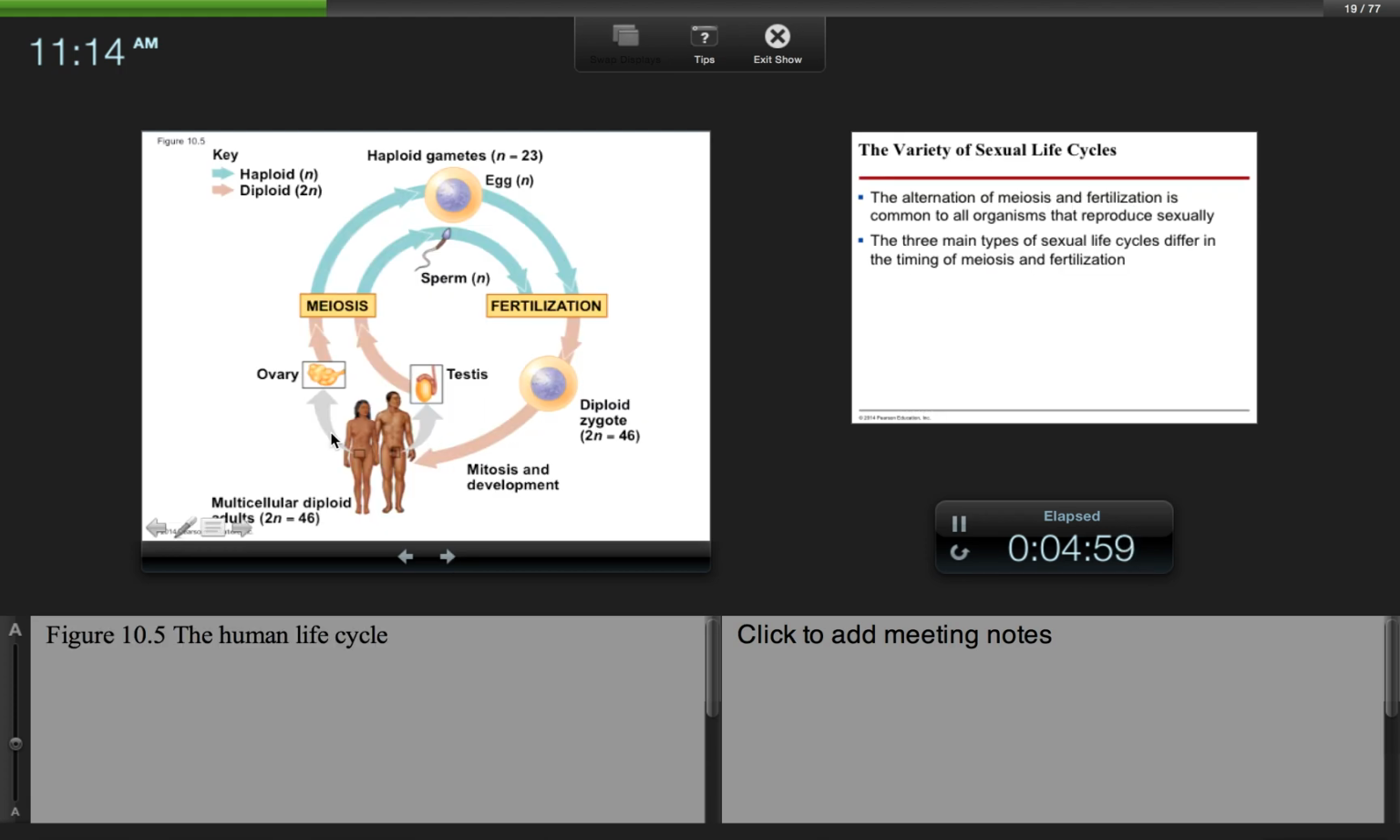Okay, so here we have a female which has ovaries which will produce eggs through meiosis. We have a male who has testes which will produce sperm through meiosis. The sperm fertilizes the egg to become a diploid zygote, and then that zygote will grow and develop through mitosis into an adult individual.